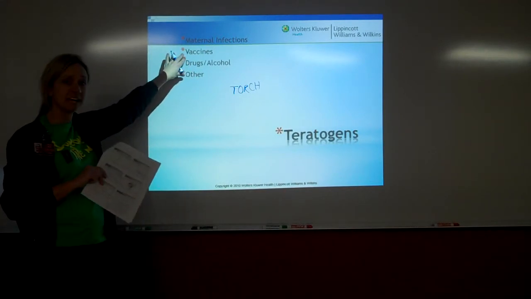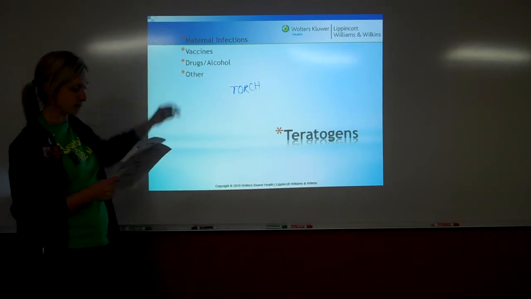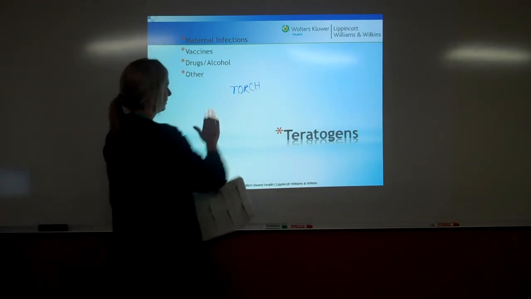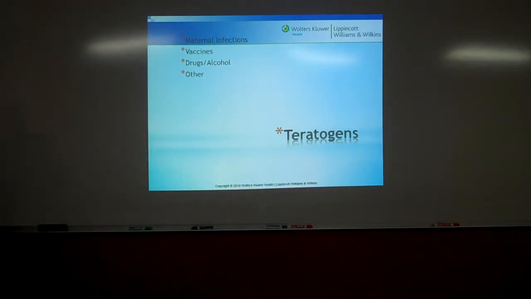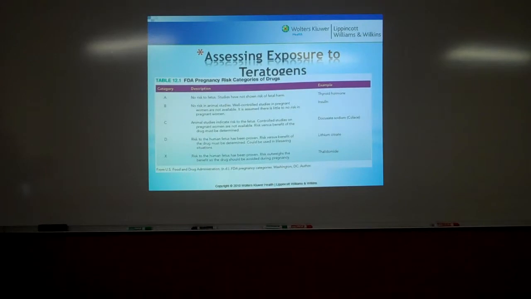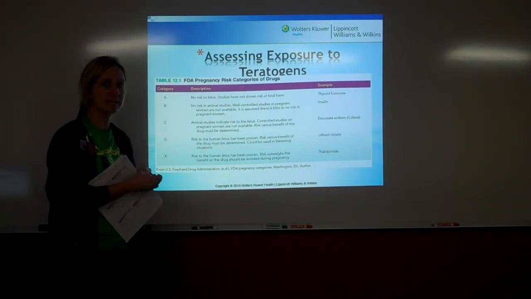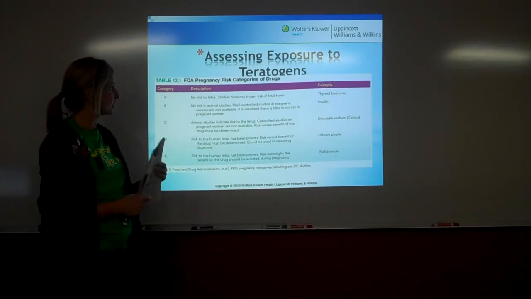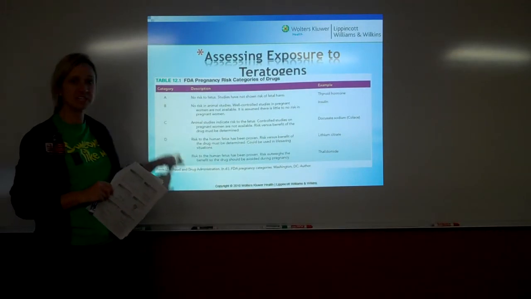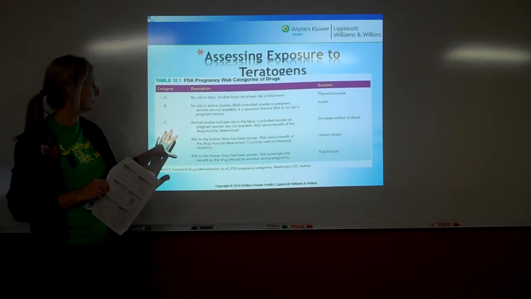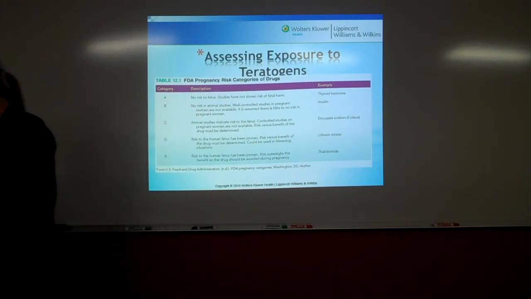Vaccines. Some live vaccines could be harmful to the fetus. Obviously, drugs and alcohol. Some classifications of drugs. A woman may take a prescription medication or an over-the-counter medication, and you can leave it up to her to check the risk of that drug during pregnancy related to the FDA risk categories of drugs. And here's a chart related to that.